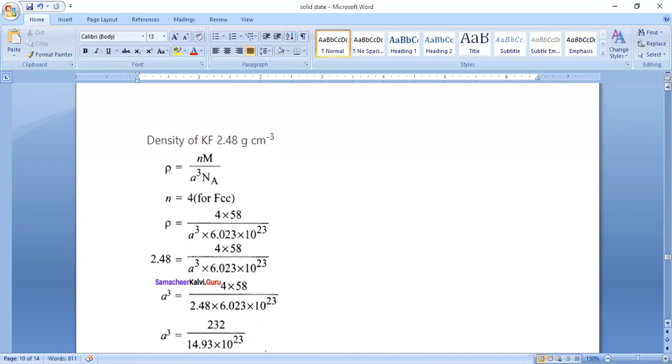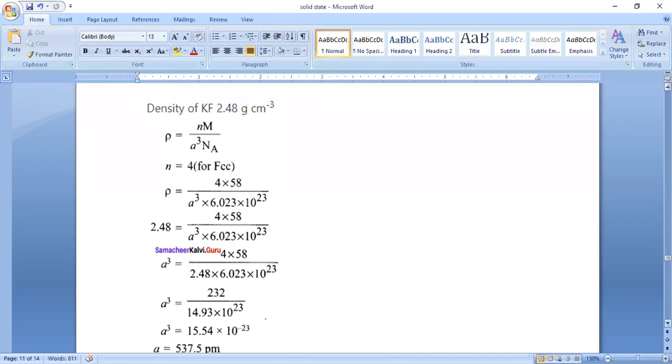The formula to calculate density, the symbol is rho, equals N M divided by A cube into Na. For FCC the value of N is 4, so we put 4 here. So 4 into 58 divided by A cube into Na, where Na is the Avogadro number, 6.023 into 10 power 23. Rho is the density value, 2.48. So 2.48 equals 4 into 58 divided by A cube into 6.023 into 10 power 23.